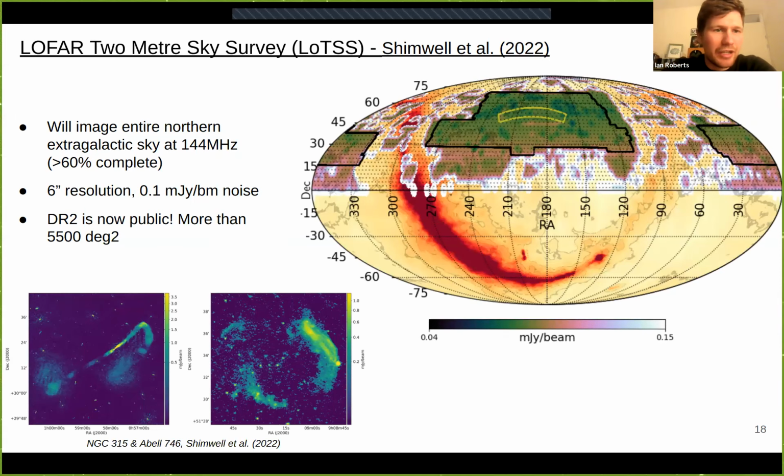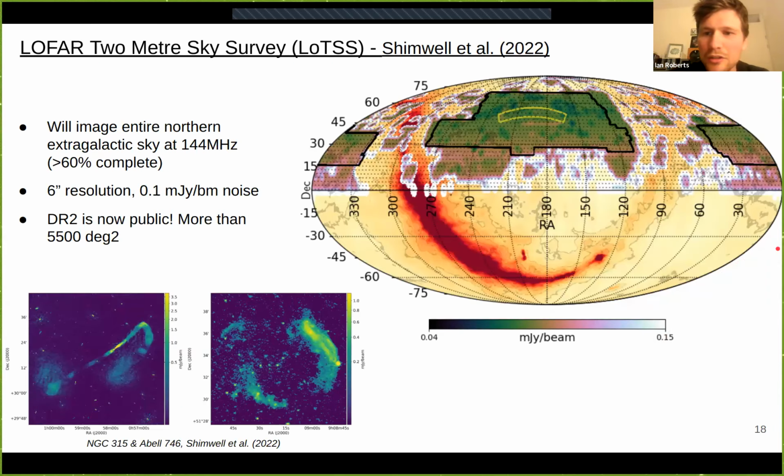I'll also mention the LOFAR Two-metre Sky Survey, a survey with the HBA band at 150 megahertz from LOFAR. It will eventually image the entire northern extragalactic sky. It's about 60 or 70% complete now, I think. The second data release of this survey was just made public earlier in 2022. There's a paper by Tim Shimwell. I certainly recommend you check it out if you're interested in this type of data.